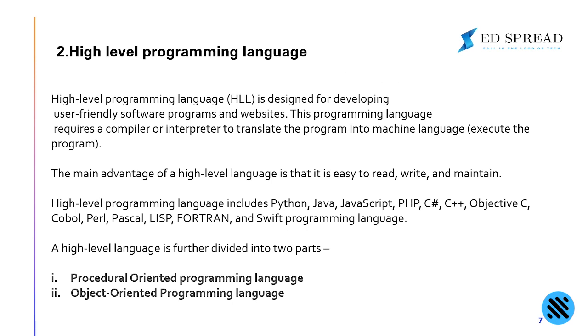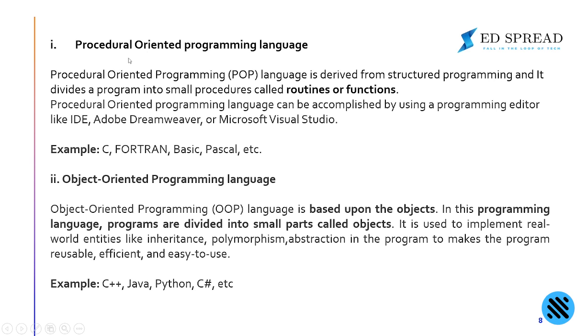Okay, so a high level language is further divided into two parts, right? So this is divided into another two parts, that is procedural oriented programming language and object oriented programming language. So Python comes under object oriented programming language. So let us see what is this. Procedural oriented programming language. Procedural oriented programming language is derived from structured programming. So now what is a structured programming? Structured programming is nothing but which contains routines or functions.